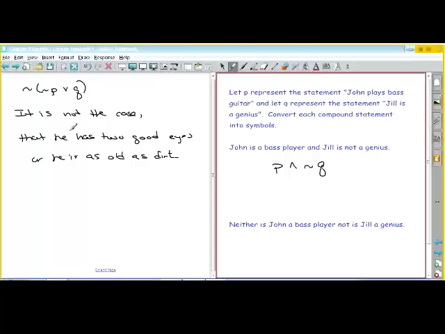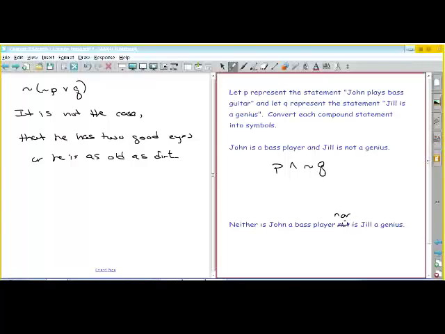Now, the second one is a little more difficult because this is kind of like it is not the case. Neither is John a bass player nor is Jill a genius. So what we can do is John is a bass player or Jill is a genius. We can represent that, and then we can put that in parentheses and put a negation out in front, because this neither is referring to both statements. I guess it'd be neither nor, either or, so maybe that should be an or. Pardon me?